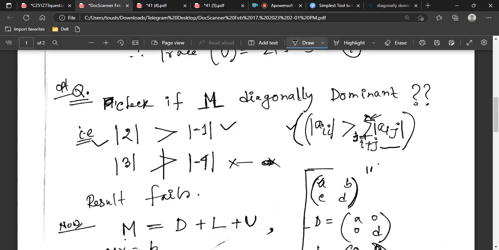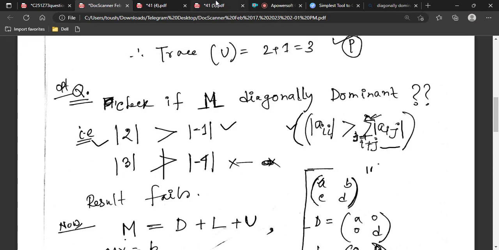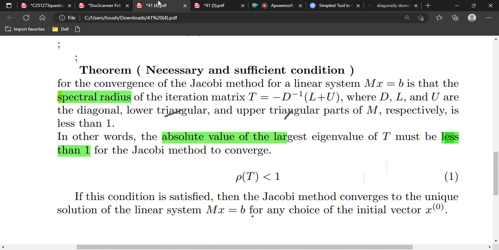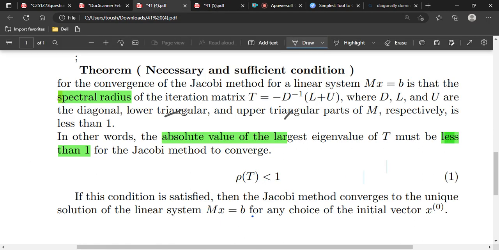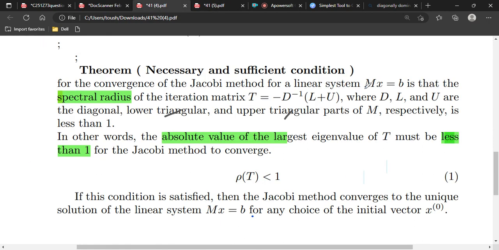Now we will do one thing. We will see a necessary and sufficient condition. It says that for the linear system Mx equal to b, if you can iterate a matrix, an iteration matrix T looks like this: minus D inverse (L plus U). What is D, what is L, and what is U? D is the diagonal matrix of M.